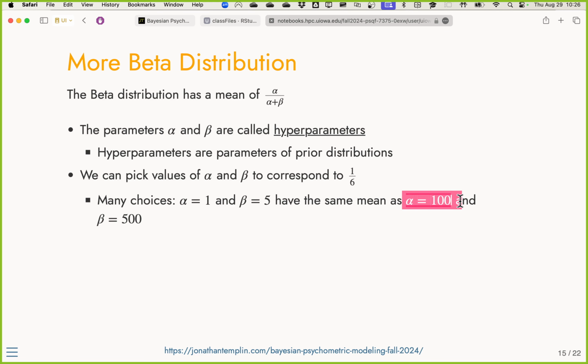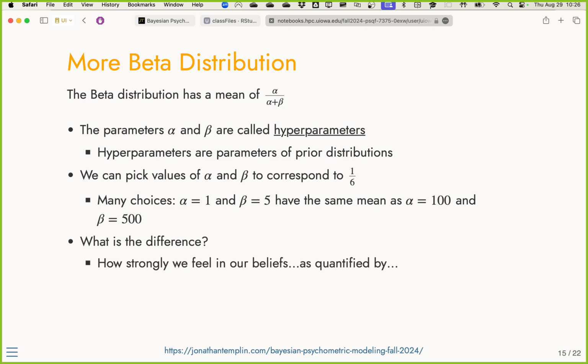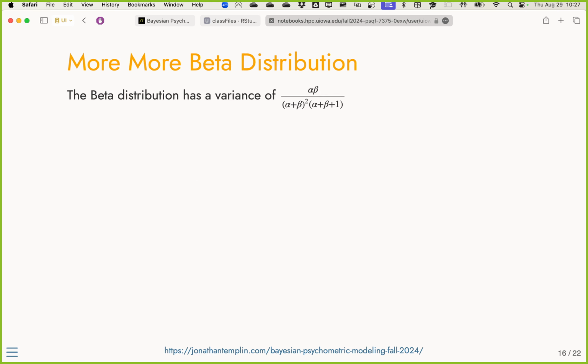Similarly, I could pick alpha to be 100 and beta to be 500. That would also give me a mean of 1/6. But one of these choices is more informative than the other. If we have strong beliefs, we would want a prior distribution that has a very focused amount of mass around 1/6. If our beliefs are weak, if we don't exactly know, basically what you have to ask yourself is, what's the chance that Jonathan Templin uses a loaded die in my example in Bayes? That would be one where you'd have to work differently. So let's talk about the differences.